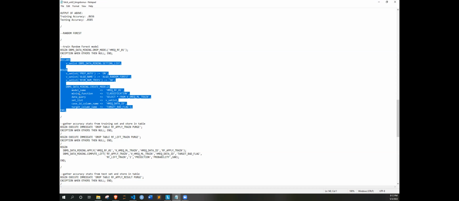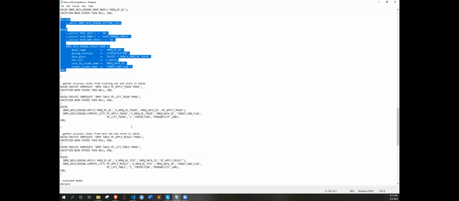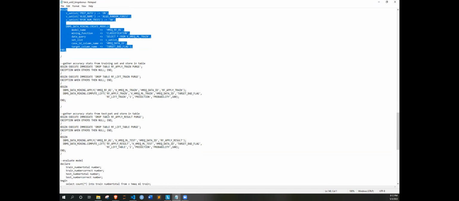So using this little package, which is only a couple lines of code, we can train a model on the training data set using the entire data set listed in that table. Then we do a couple of apply and compute lift steps here, which is really helpful for tracking the performance of the model.